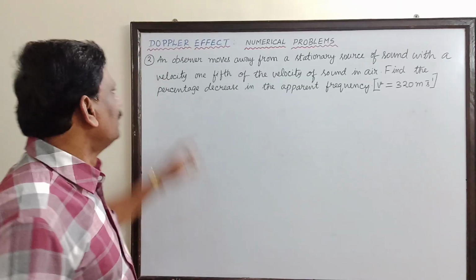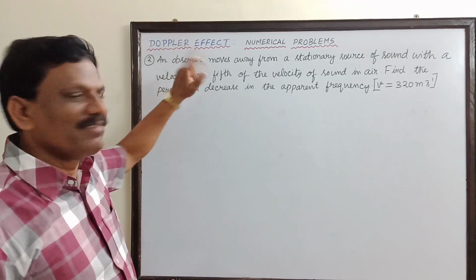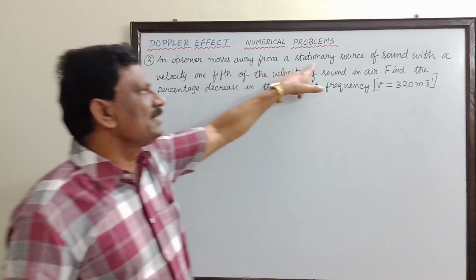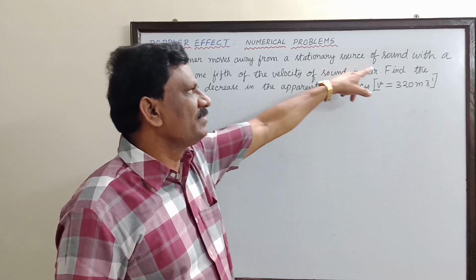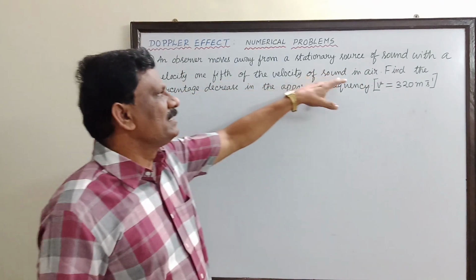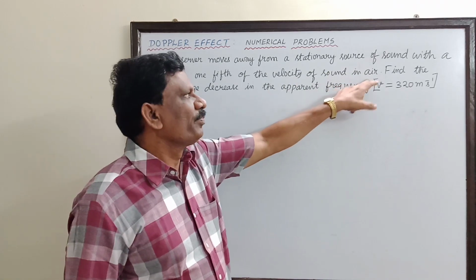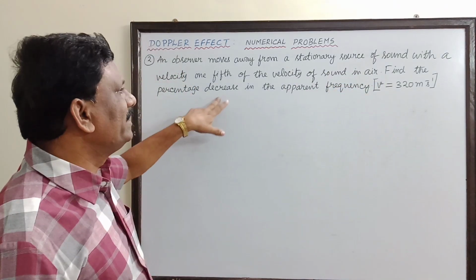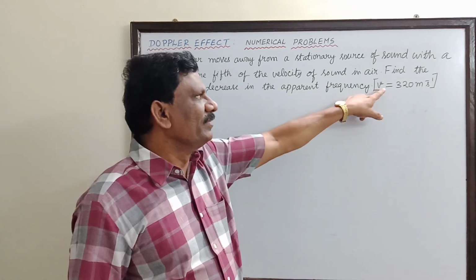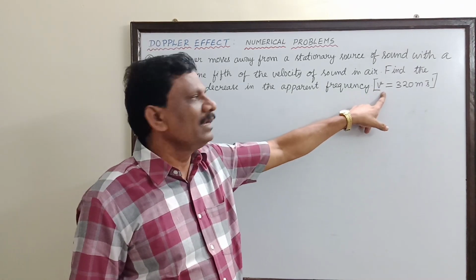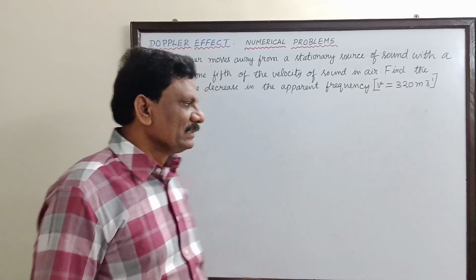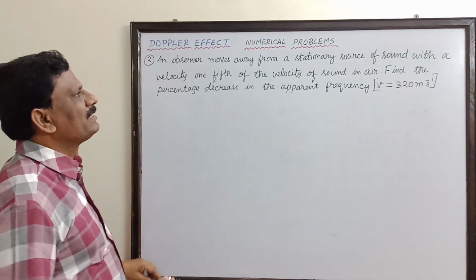Hi students, the second problem in Doppler effect. An observer moves away from a stationary source of sound with a velocity 1/5 of the velocity of sound in air. Find the percentage decrease in the apparent frequency, and it is given the velocity of sound in air is 320 meters per second. So we will understand the problem first.